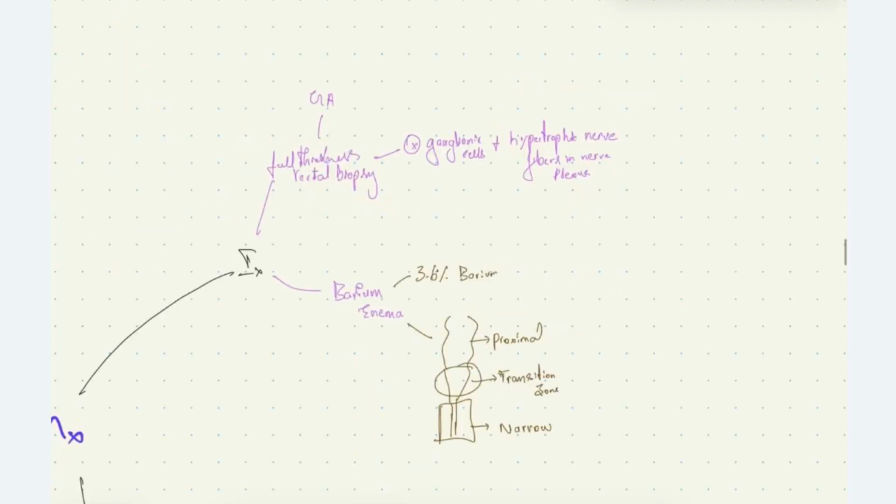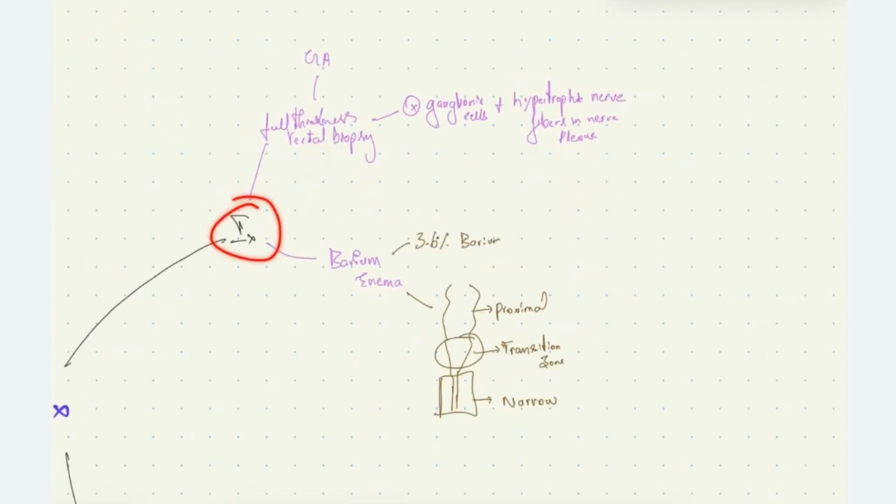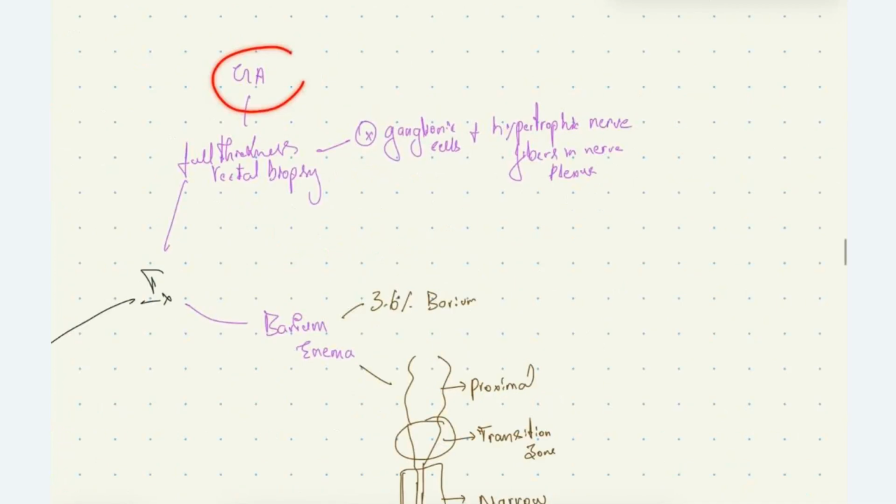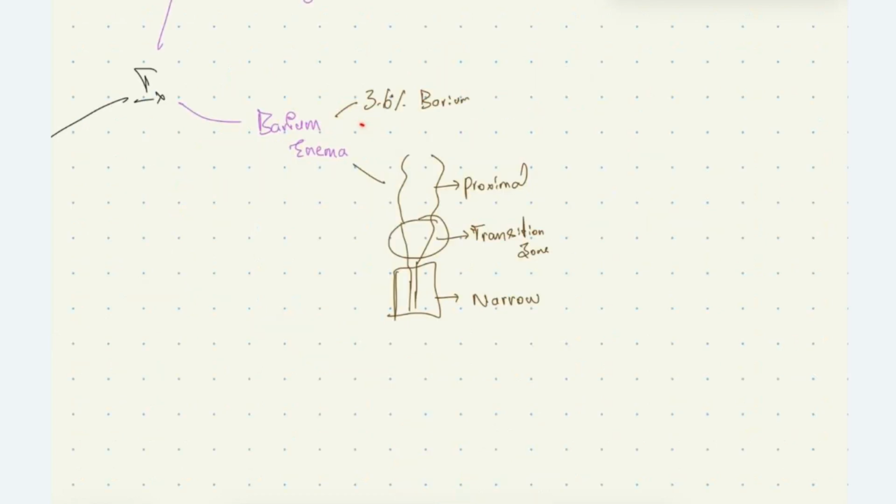On investigation, we do a full thickness rectal biopsy under general anesthesia, where we will see absence of ganglionic cells and hypertrophic nerve fibers in the nerve plexus in the involved part. On barium enema, where 3.6% barium solution is given, we see a narrowed involved part and a cone-shaped transitional zone followed by a distended proximal segment of colon.